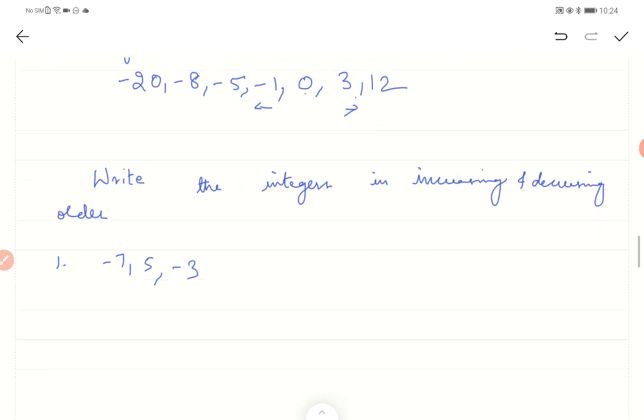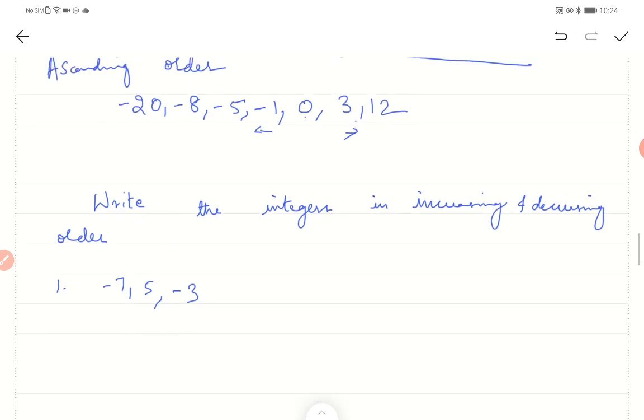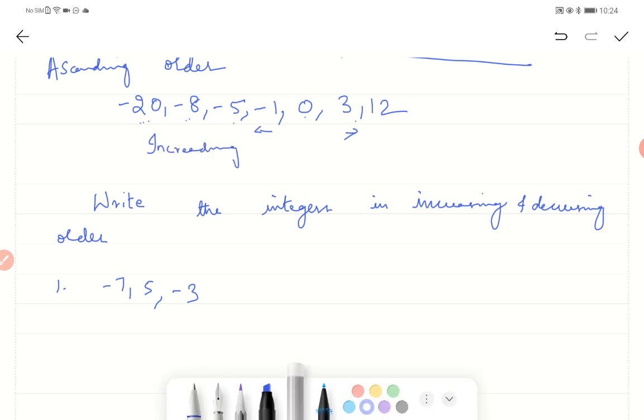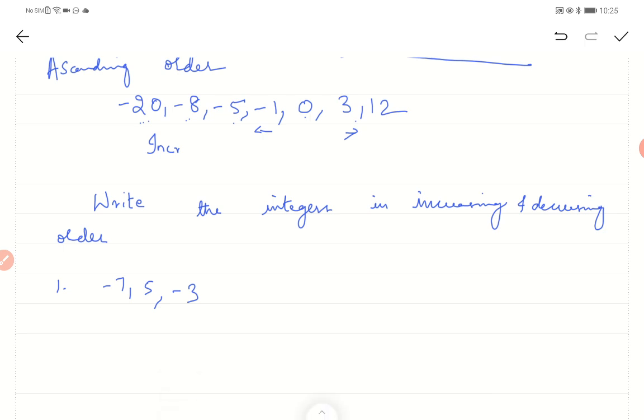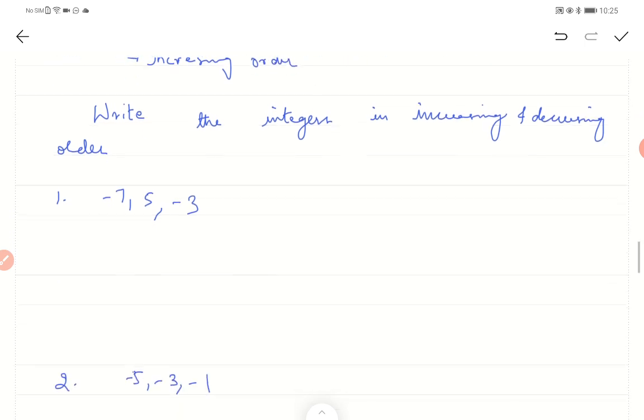Let's do a few more examples on increasing and decreasing order. Okay, this is increasing order, isn't it? So minus 8 is greater than minus 20, minus 5 is greater than minus 8, right? This is increasing order, what we have done in the above example. This was increasing order or ascending order.